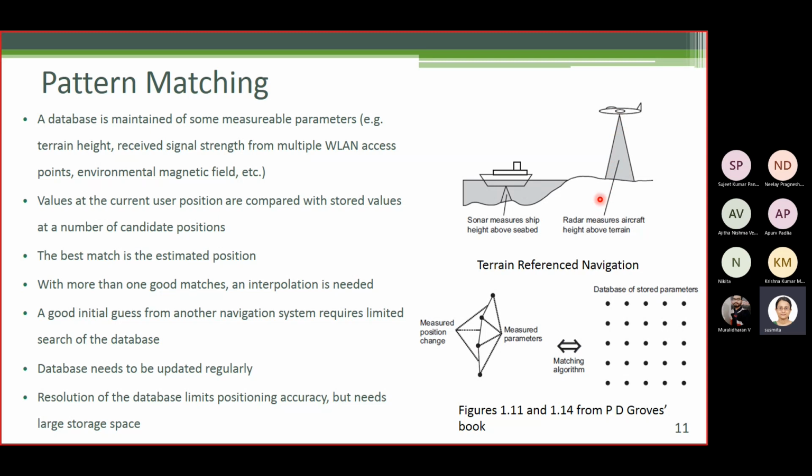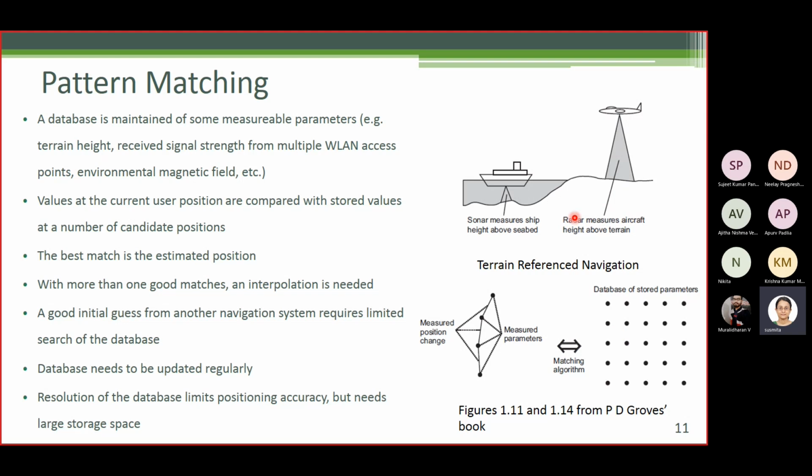Using GNSS we can determine the altitude of the aircraft above the reference ellipsoid. Now, in the database for pattern matching we have terrain altitudes above that datum. By subtracting the two altitudes, one from GNSS and another from the radar altimeter, we get the terrain height. As the aircraft moves, we get multiple measurements at different locations. So we get a number of terrain heights, which we can compare with the database to find the user or aircraft position.